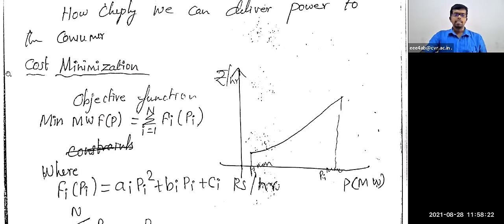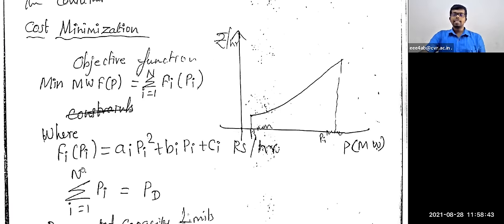Okay, so similarly, what is the objective function of economic load dispatch? Minimize the total fuel cost, F suffix T of P. That is nothing but the summation i equal to 1 to n of Fi of P.